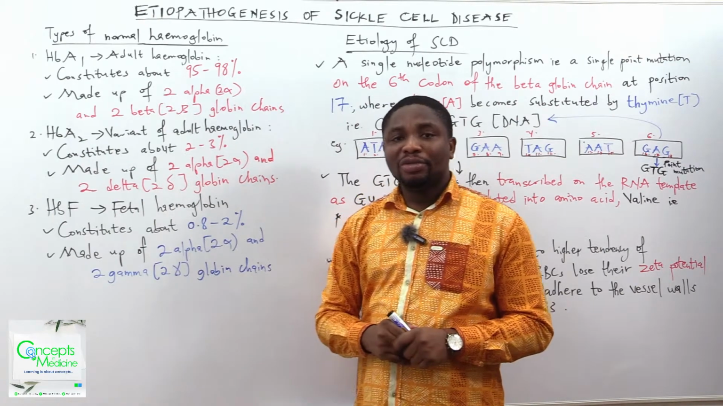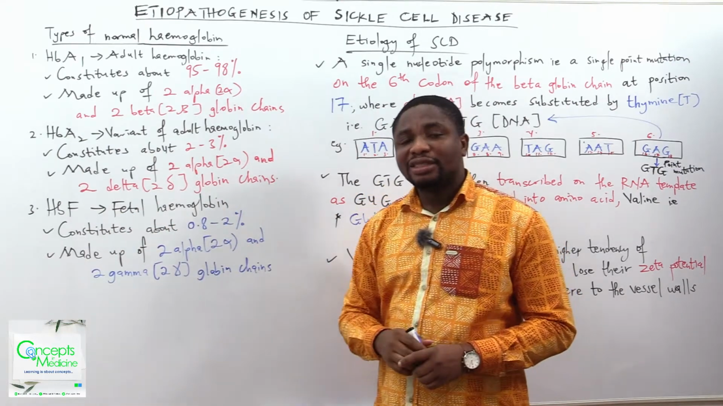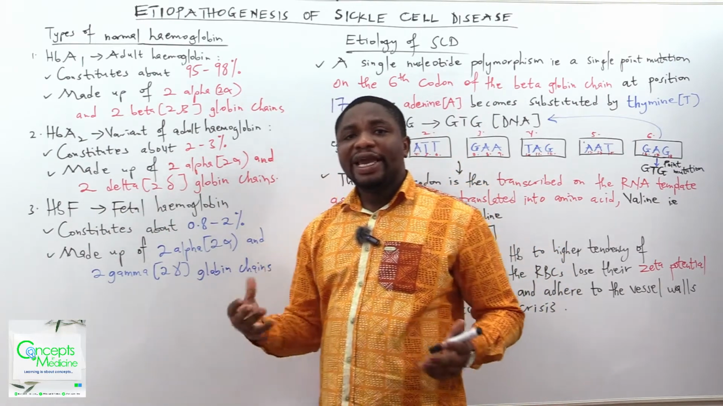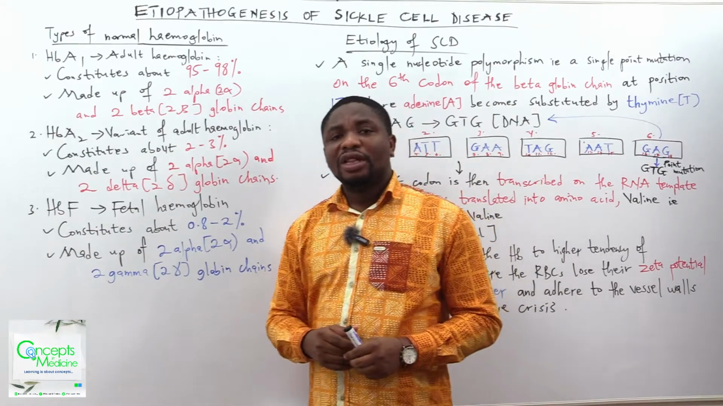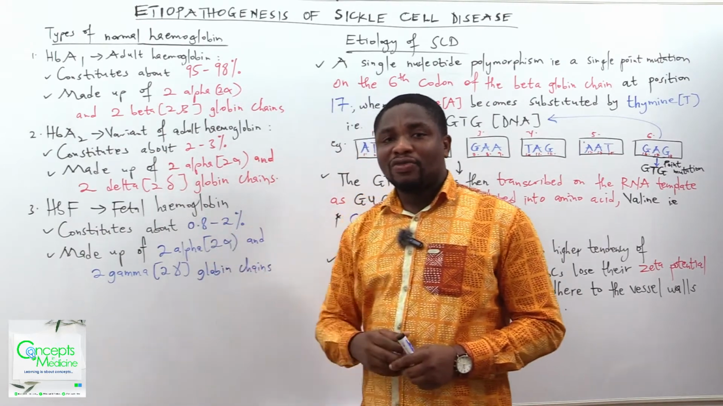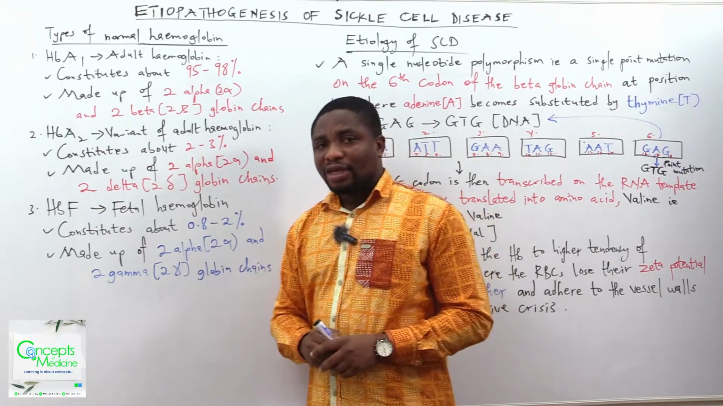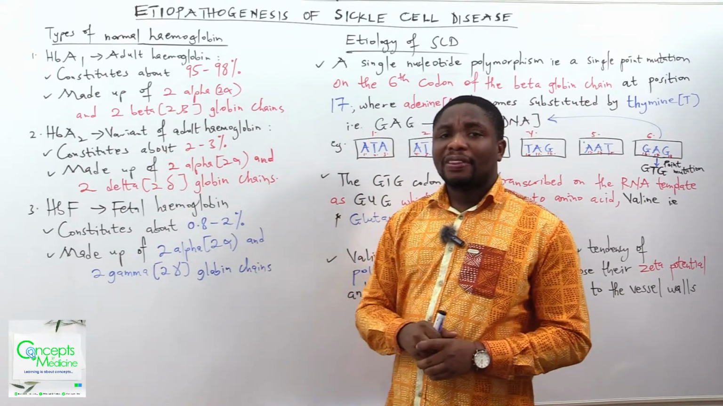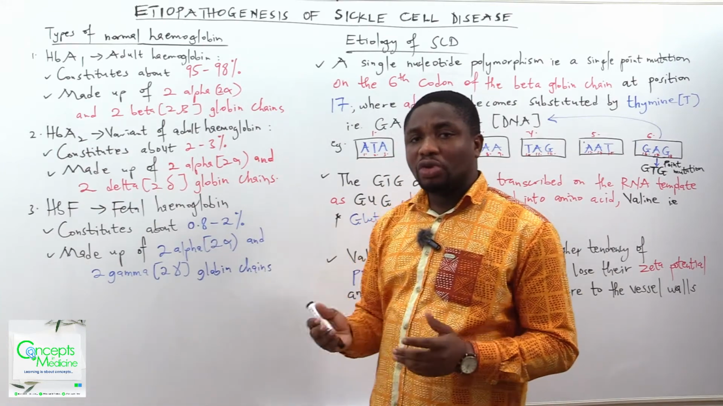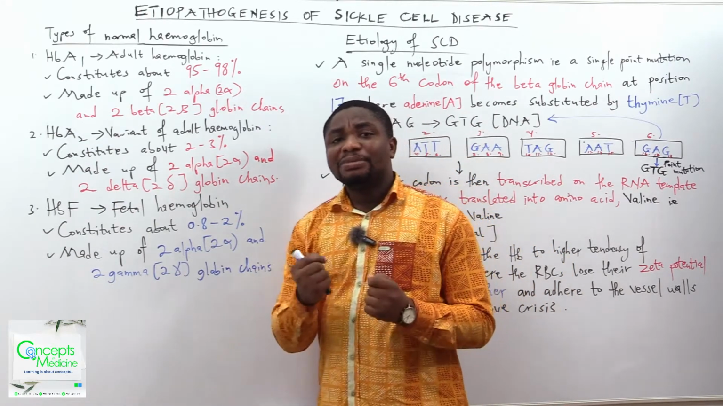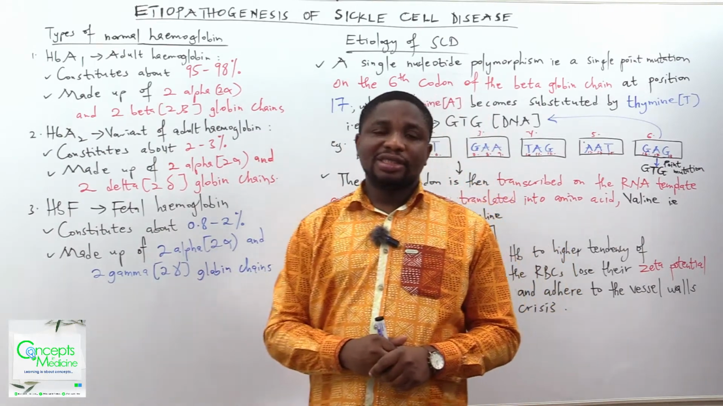Then finally, the fetal hemoglobin. From the name fetus, it is more dominant in the fetuses. Up to the age of 6 months, you will have about 50 to 80% of the hemoglobin being made up of the fetal hemoglobin. In adults, it constitutes about 0.8 to 2% of the total hemoglobin, and it is made up of 2 alpha and 2 gamma globin chains.